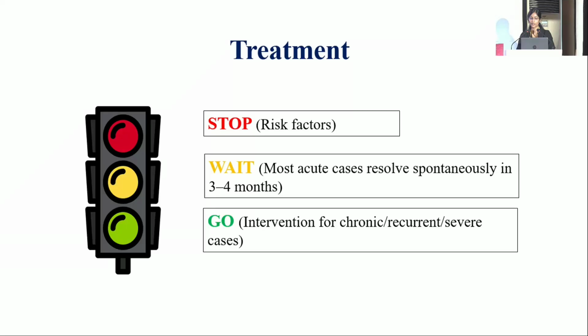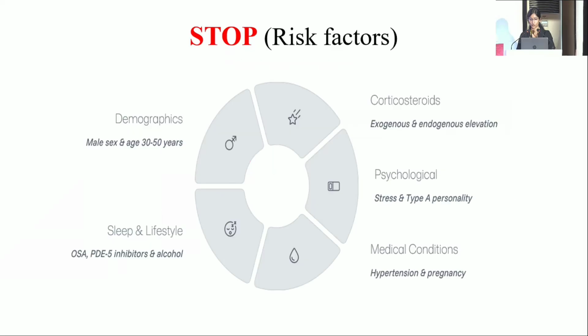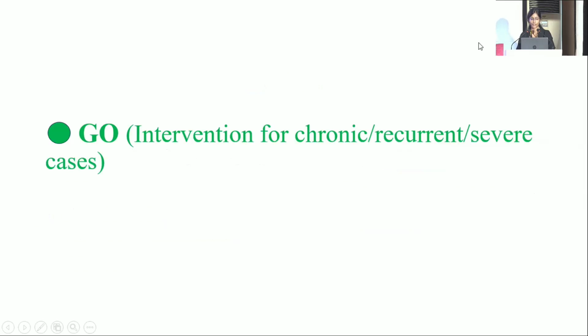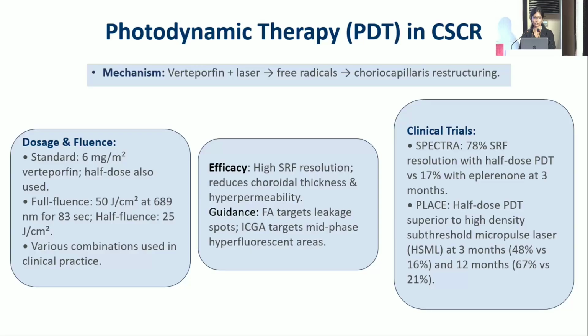So for treatment, we have to stop the risk factors, we have to wait for 3 to 4 months as 90 to 95% of cases resolve during this period, and then we go about the treatment of the disease. The most common risk factors, as we have already discussed, remain systemic inflammation, corticosteroid use, smoking, and stress. And then we go about treating the disease if it is not resolving.